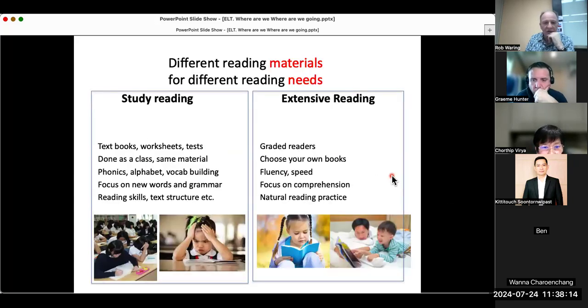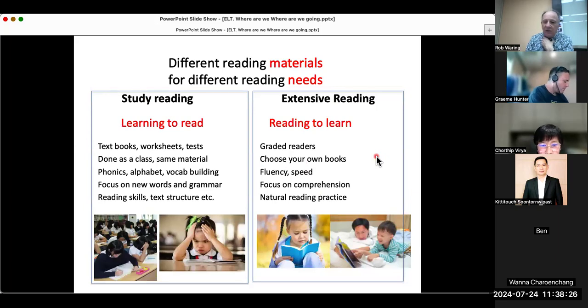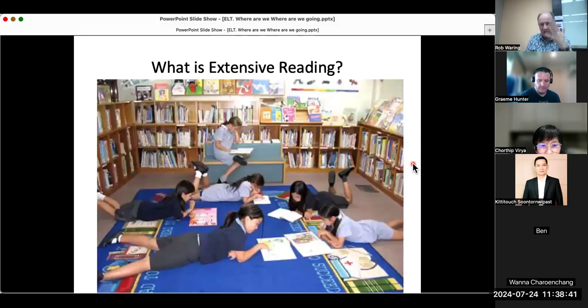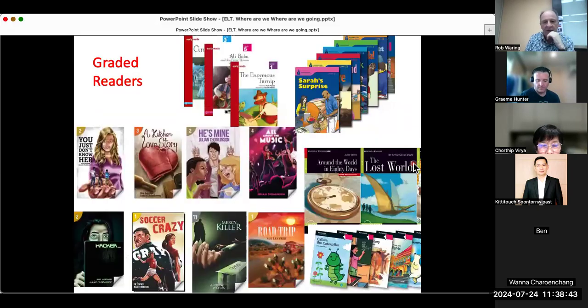So in order to do that, you're going to need different materials. For study reading, intensive reading, you're going to need these materials. Extensive reading, you use graded readers, where students choose their own books. They're focused on fluency and speed, comprehension. This will help students learn to read. This will help the students read in order to learn something. So it's critically important students do extensive reading. Extensive reading involves just reading, literally just reading.